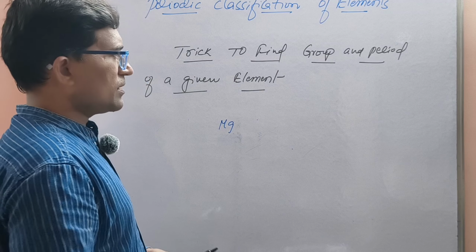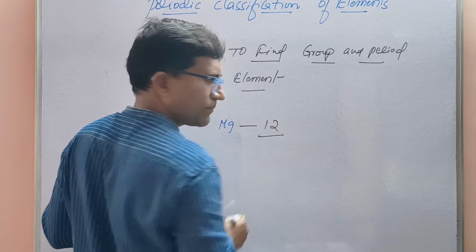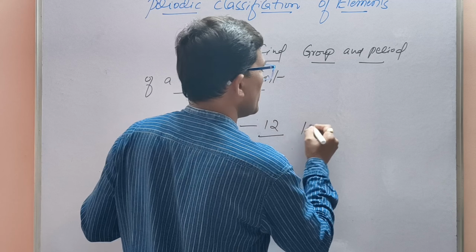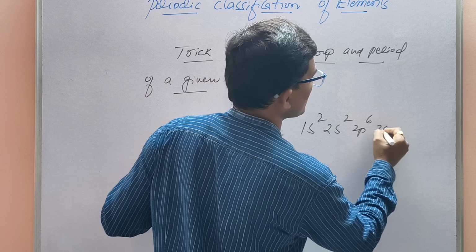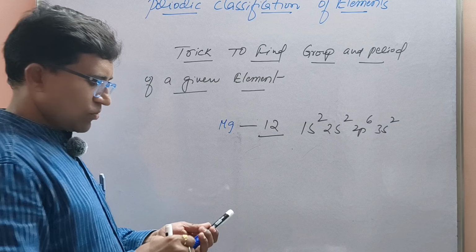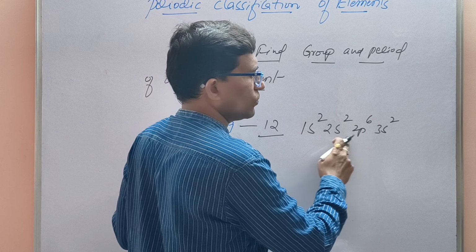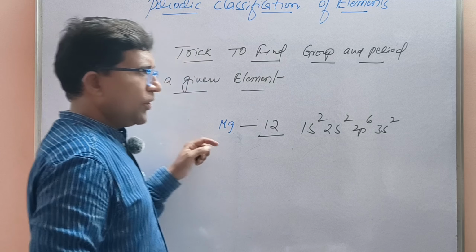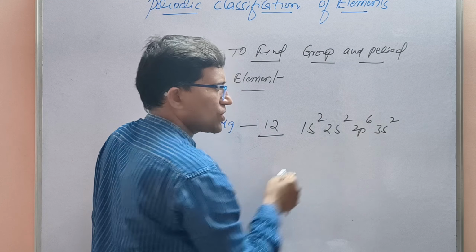Basically, you should know that magnesium has atomic number 12, and its configuration is 1s2, 2s2, 2p6, 3s2. Now we need to think about the electrons present in the last shell.